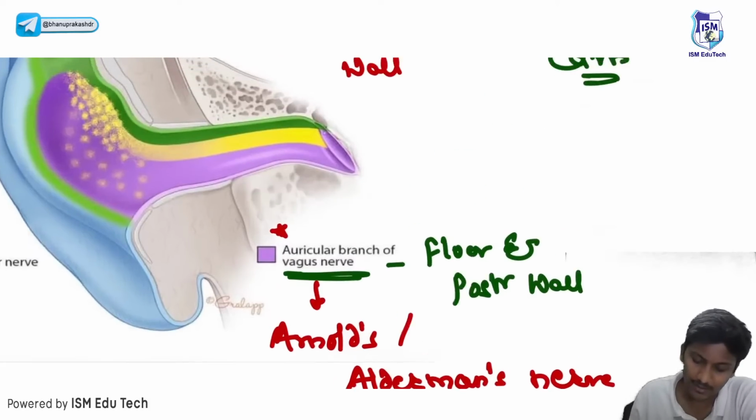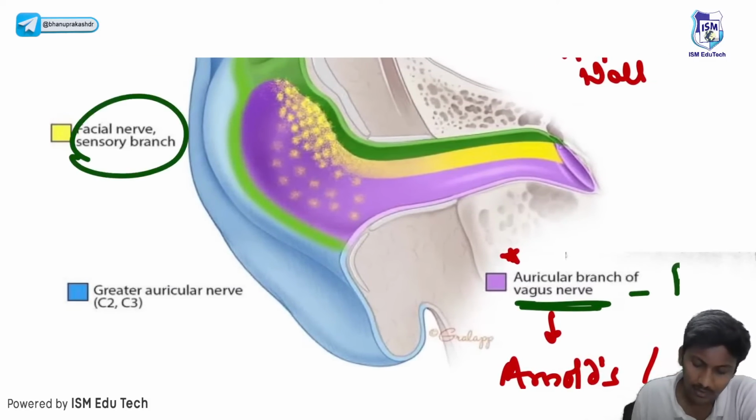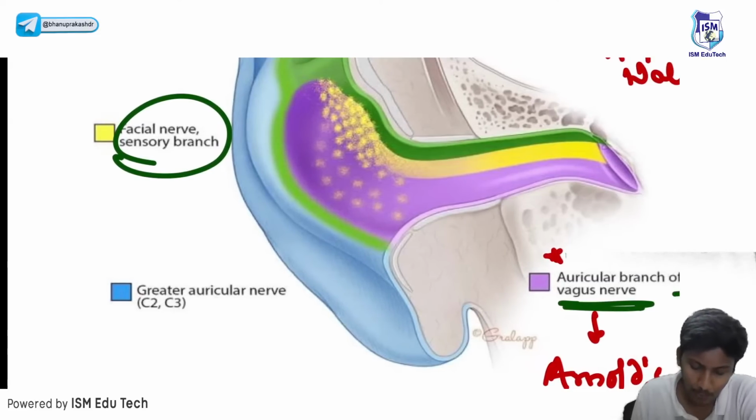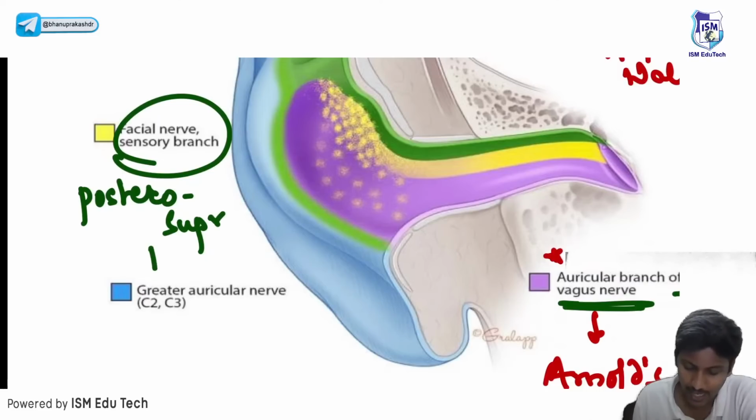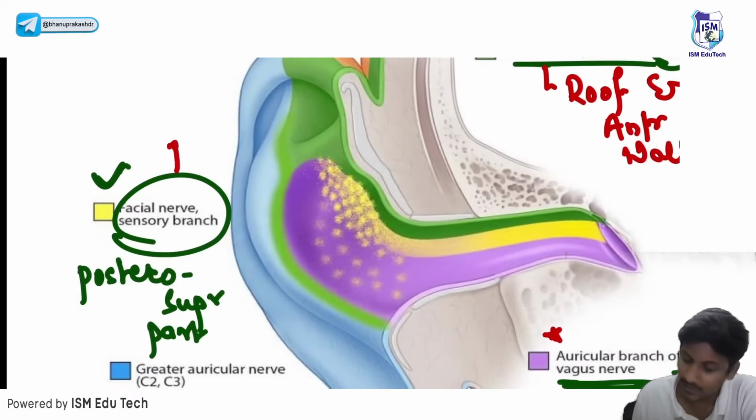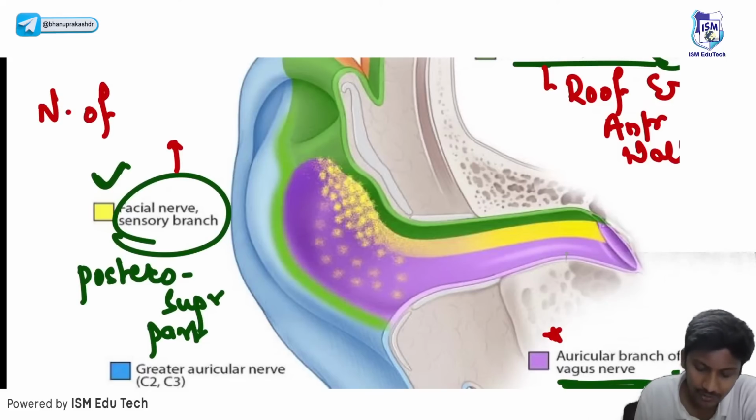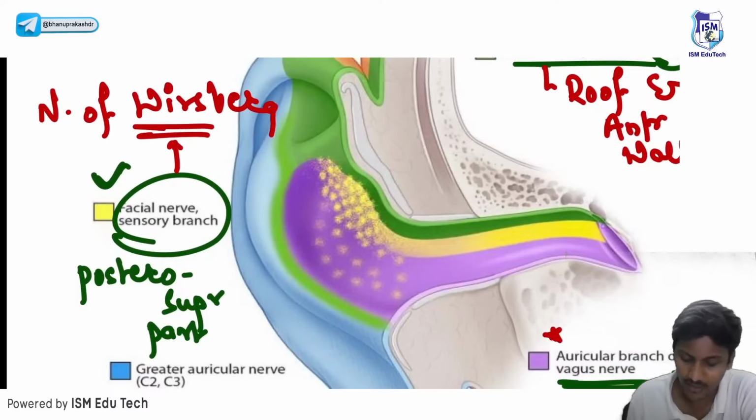Next important is this yellow part. The yellow part is actually the postero-superior part of the EAC, and that is innervated usually by the sensory division of facial nerve. And the sensory division of facial nerve has a characteristic name. It is known as the nerve of Würzburg.